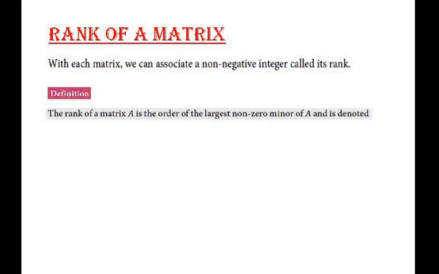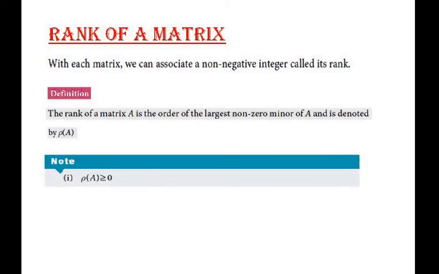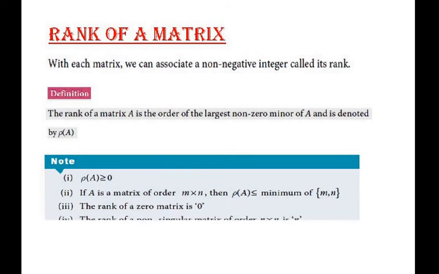The rank of a matrix A is the order of the largest non-zero minor of A and is denoted by rho of A. So how to find the rank? It is the order of the largest non-zero minor of the given matrix A. Here are some notes we can observe. From the definition we can understand the rank of any matrix is non-negative, so rank of A is greater than or equal to 0.